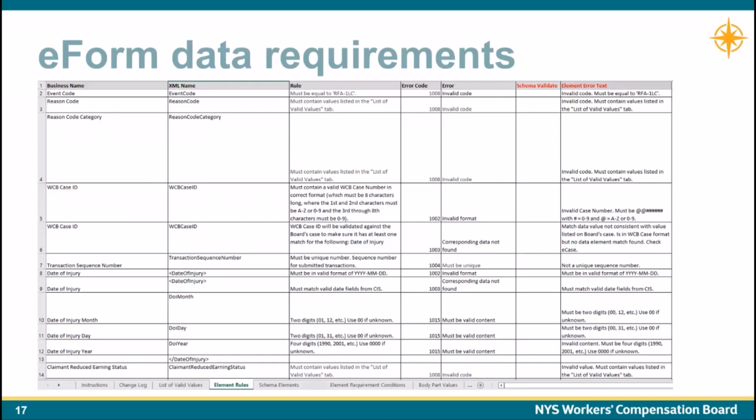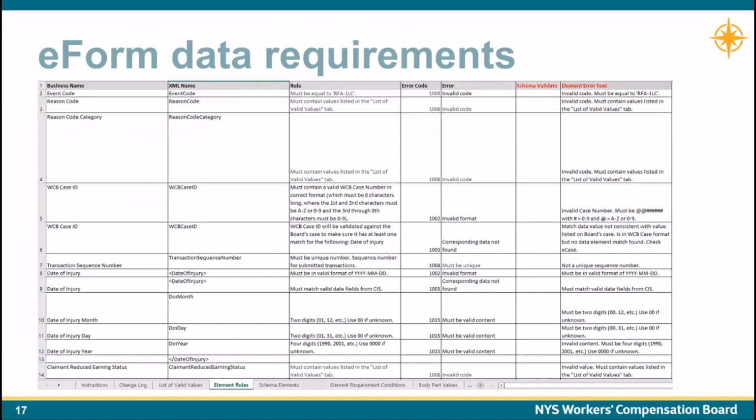The schema elements and element requirement conditions tabs are going to list the schema elements, and whether they're required for the various RFA-1 events that Sarah mentioned earlier. This also includes whether the field is mandatory, conditional, or optional. If the field is conditional, we will list that condition on the element requirement conditions tab, so you will know exactly what's expected. And those are the same rules that are set up in the web form that Sarah mentioned earlier.